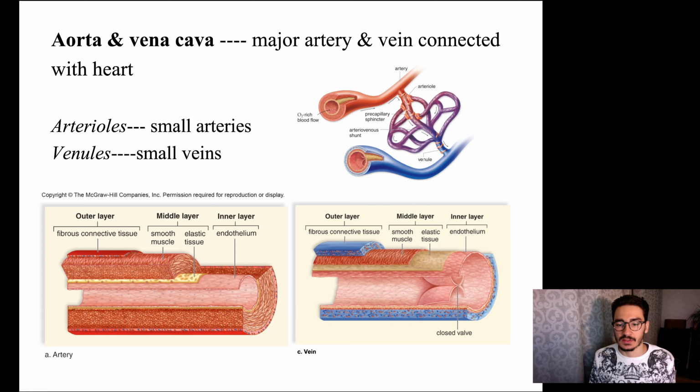between nutrition, gases, and the adjacent tissue to those capillary beds, and then the blood is going to come back from the capillary bed to the venules. These are small veins, and then it's going to come back to the bigger vessels, which are called veins. All right. So we have two major blood vessels: the aorta, which is an artery leaving the heart, and the vena cava, which is the biggest vein, going into the heart.